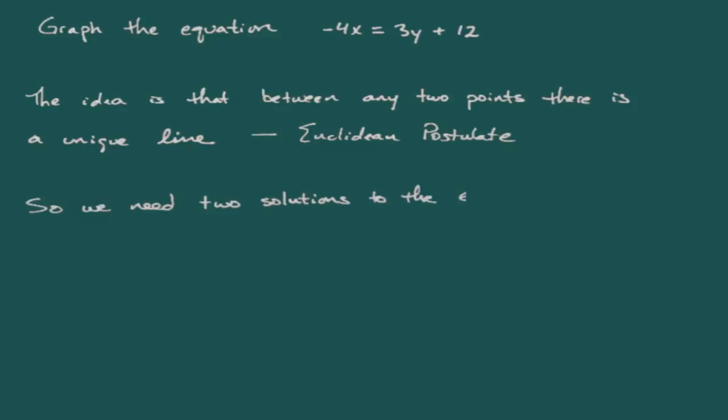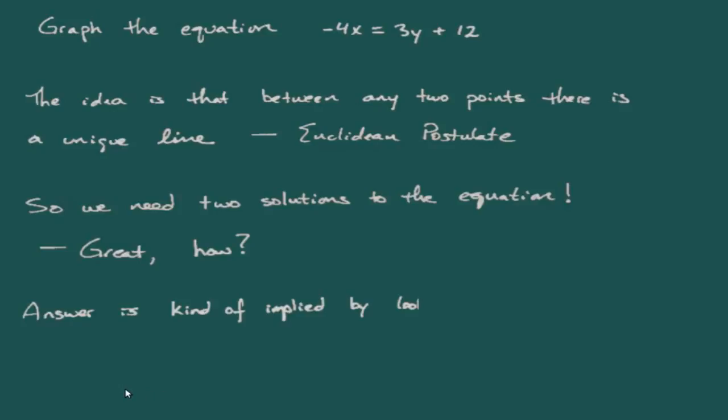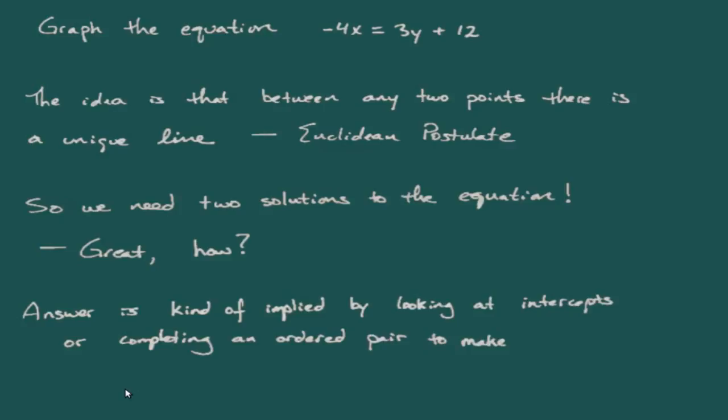So that's exactly what we need to do, and that sounds great and wonderful, but then we ask ourselves, okay, exactly how do we go about doing that? Nobody's given us any x values, nobody's given us any y values. Well, the answer is really kind of implied if we look at how we did the x-intercepts and the y-intercepts, or how we did completing the ordered pair in order to make a solution.